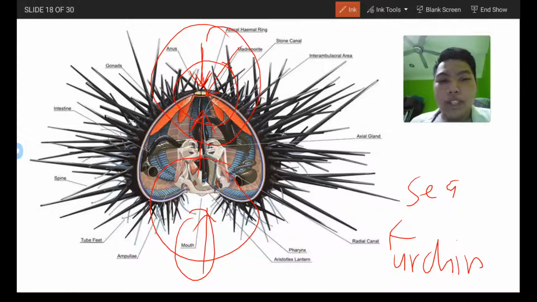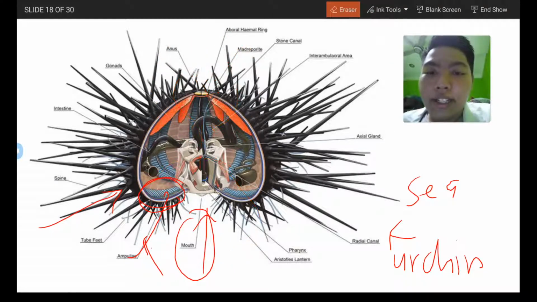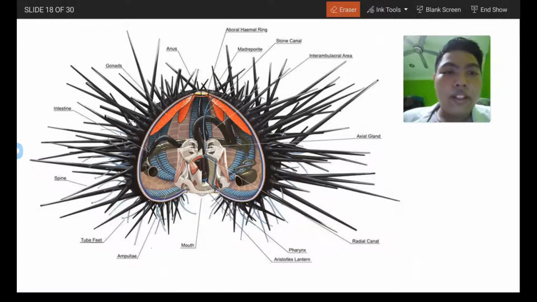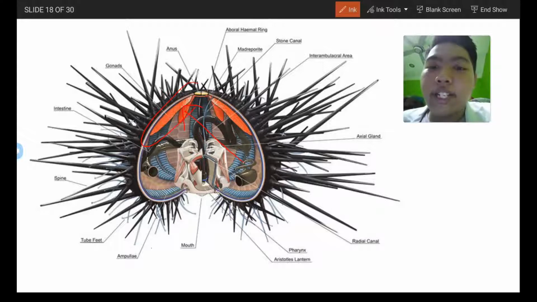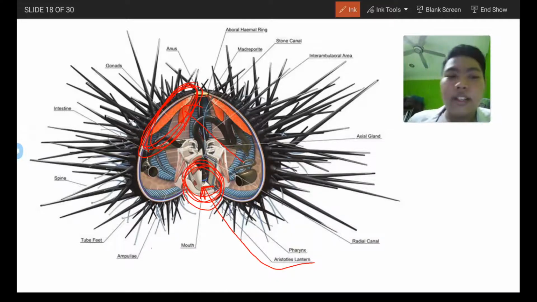Okay, so this is the spine. This is what we call tube feet. This is the ampullae. Let me erase this for a second. This is what we call gonads. This is the pharynx. This is the Aristotelian lantern, this thing here.